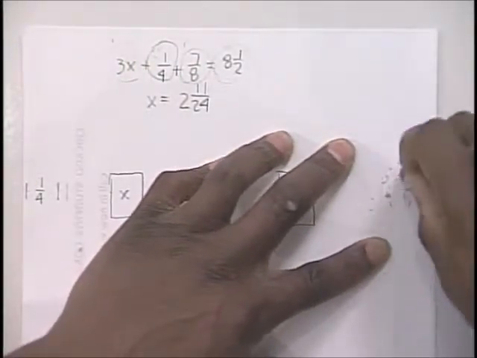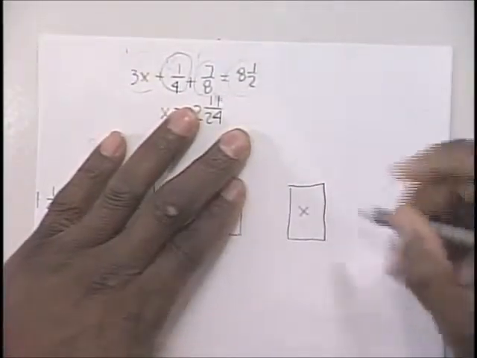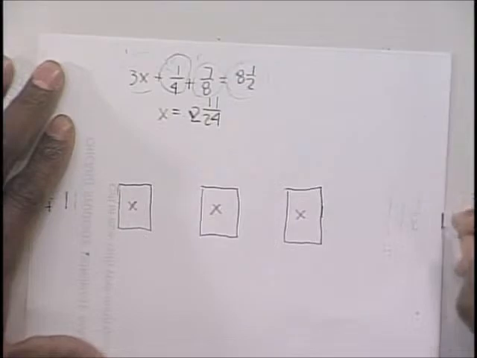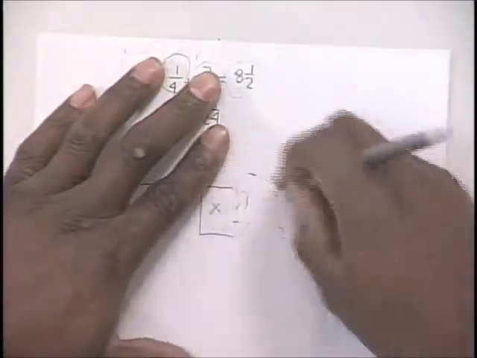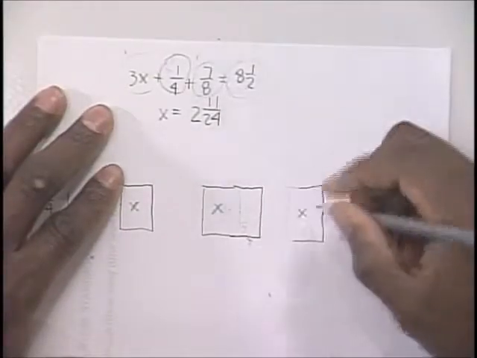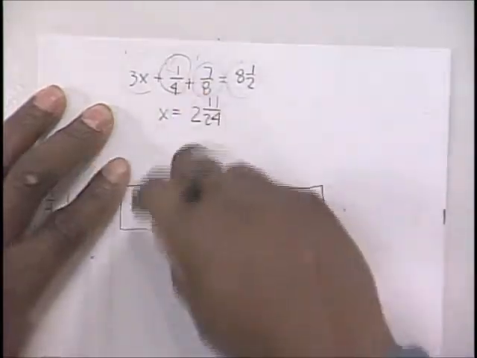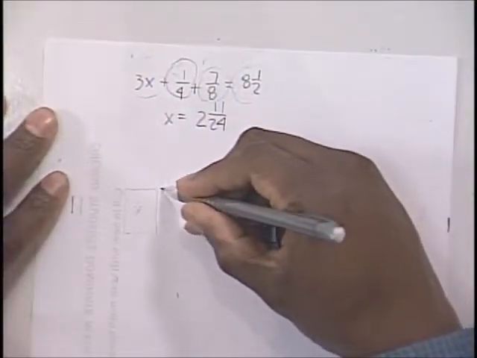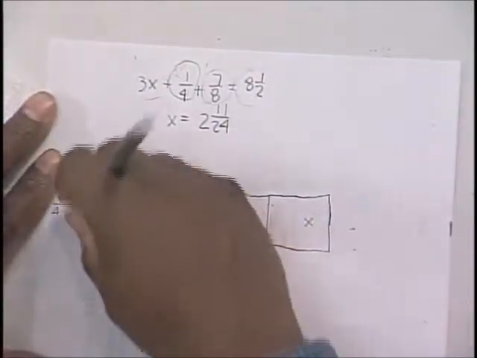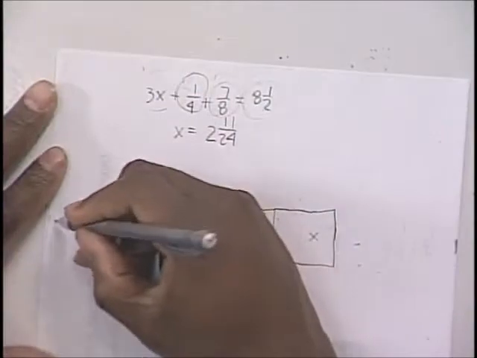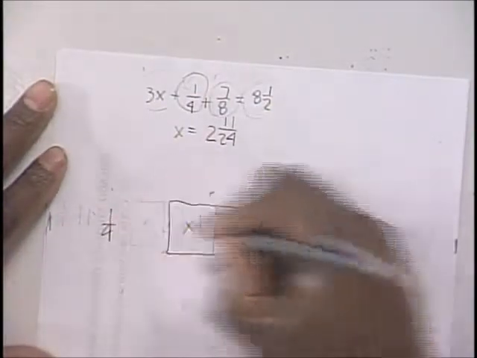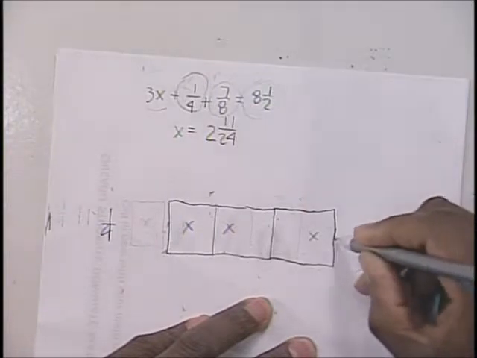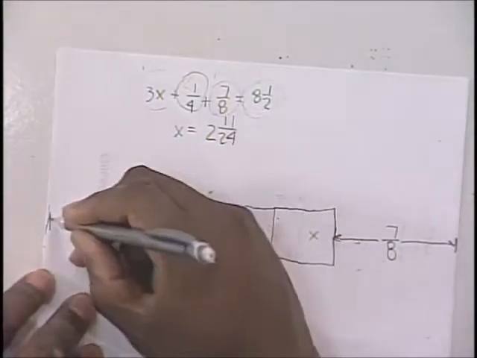Let's make this a little bit larger here so we can all see it. Let's adjust these pictures just a little bit. Sorry about that. All right, so that's x, and that's x. Let's say this border from here to here is 1/4, and this border from here to here is 7/8.